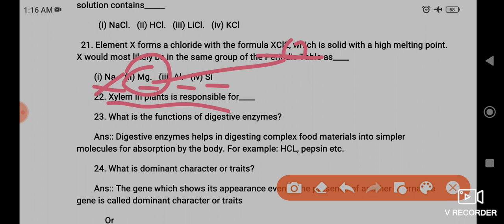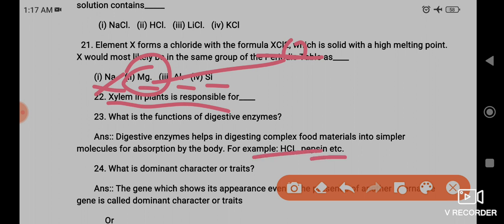Next, number 3: what is the function of digestive enzymes? Digestive enzymes mainly break down the complex food material which we eat into digestible, simpler substances so that our body can absorb it. You read the definition from here, and some digestive enzymes are HCl and pepsin.